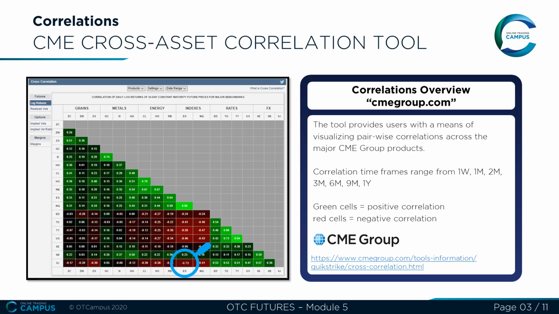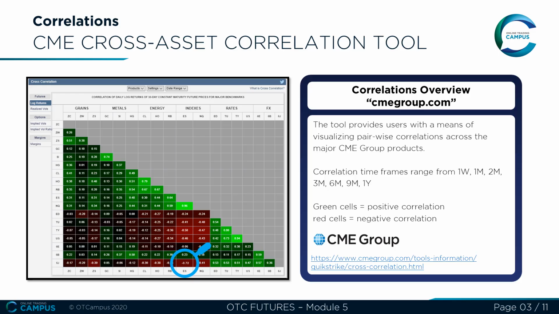What we are also going to consider is a tool that's available online on the CME website called the Cross-Asset Correlation Tool. So what does this tool do? The Cross-Asset Correlation Tool provides users with a means of visualizing pairwise correlations across the major CME Group products. Similar to the MRCI matrix, the pairwise correlations can be a helpful indicator to identify the degree to which two products are varying similarly over the specific time period.